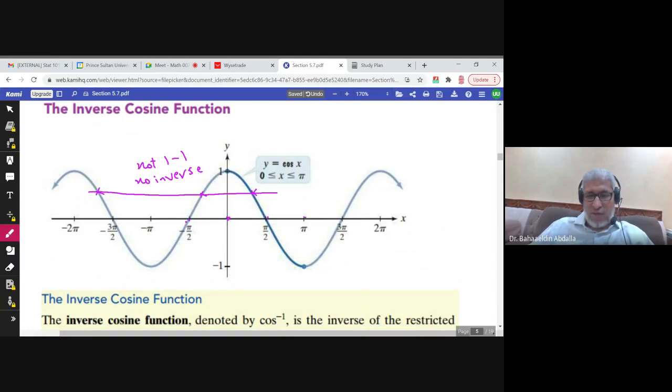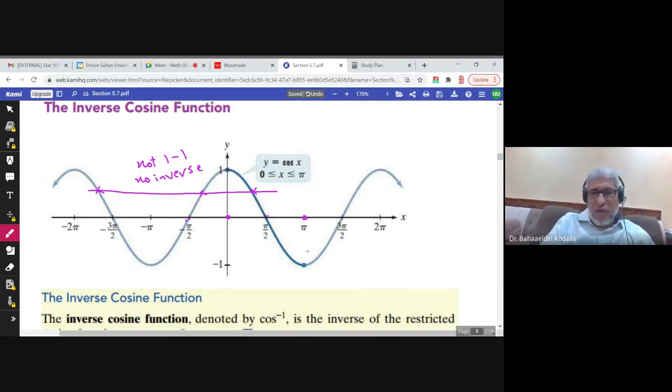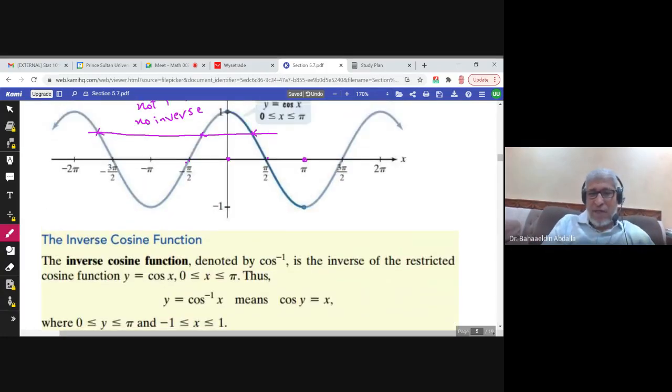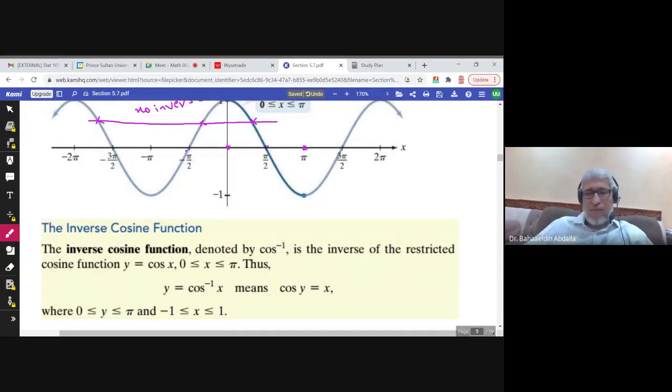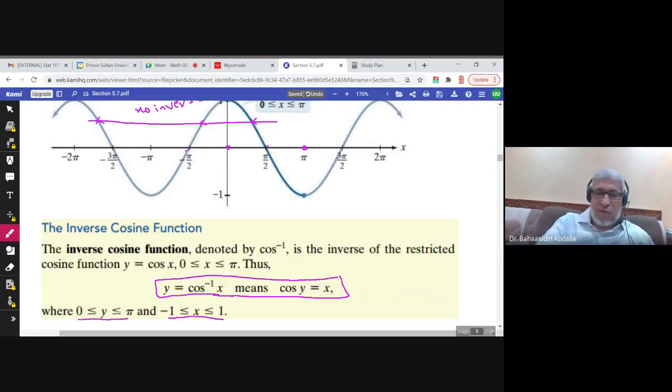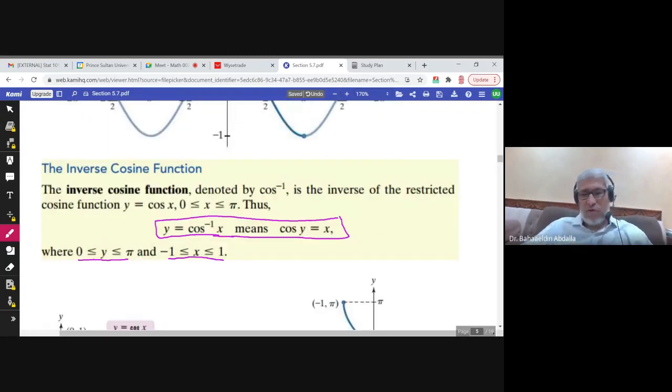You can notice that from 0 to pi, cosine is 1 to 1 and it passes the horizontal line test in this domain. So y equals cosine inverse x means cosine y equals x. X is in the range of cosine, so it's from -1 to 1, and y is in the domain of cosine, and the domain we chose is from 0 to pi. So this is the definition of the inverse cosine function.